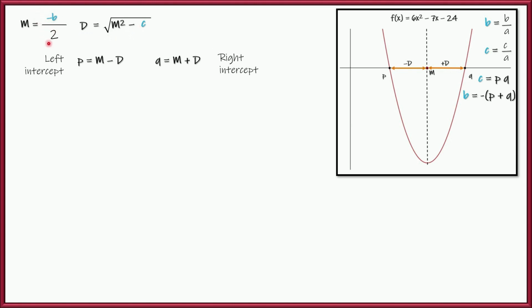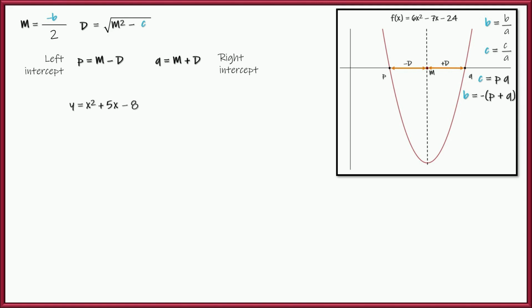So you would figure this one out first. You just take b, multiply by -1, and divide that by 2. That's your m. That's the first number. And then you take that number, square it, subtract c from it, take the square root. That's d. Then you subtract those two to find one, add those two to find the other, and you're done. Pretty cool, I think. Now, let's try an example.